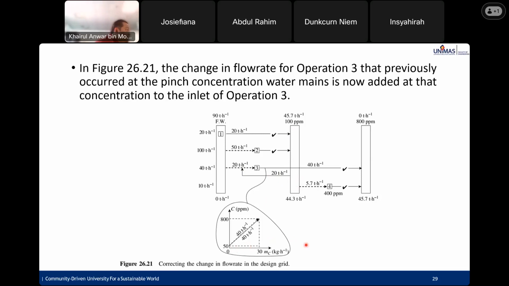So it is actually from 0 to 30 instead of 2 to 30. So 0 to 30 from 50 plus 3, starting from 50 to, sorry, to 800 ppm. The flow rate is similar, with a change in the design. It is 40 ton per hour, similar for here and here.